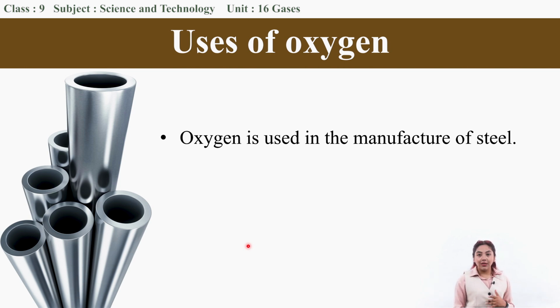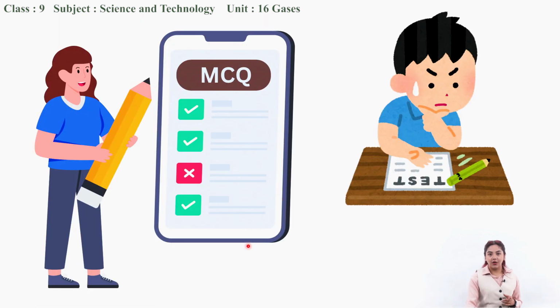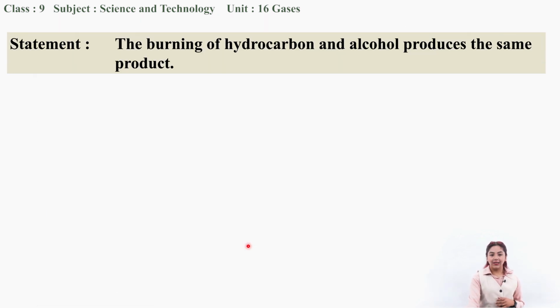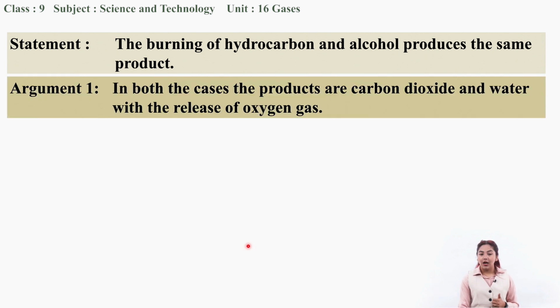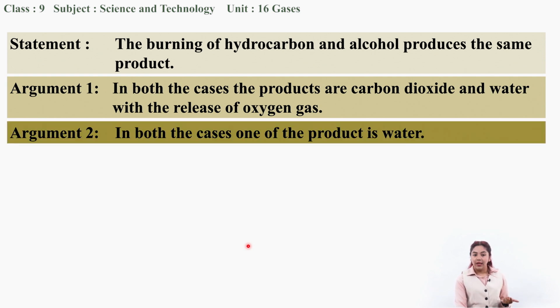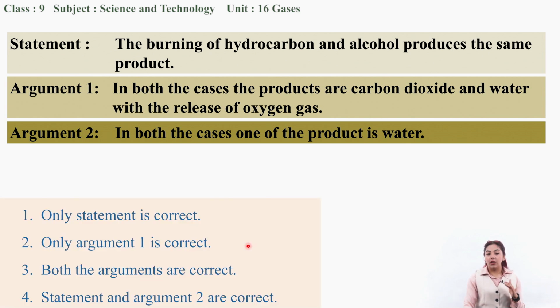Now, from all this knowledge, let us try to test ourselves with one question. The statement is: the burning of hydrocarbon and alcohol produces the same product. Argument 1: in both the cases, products are carbon dioxide and water with the release of oxygen. And argument 2 is: in both the cases, one of the products is water. These are the options from which you should choose the correct answer.